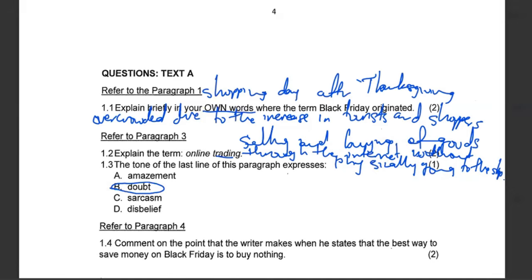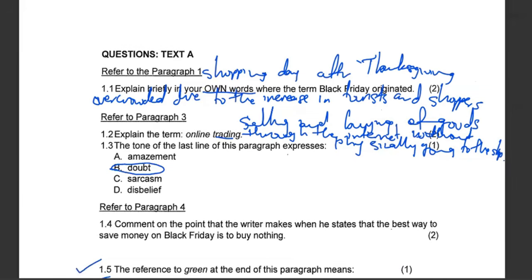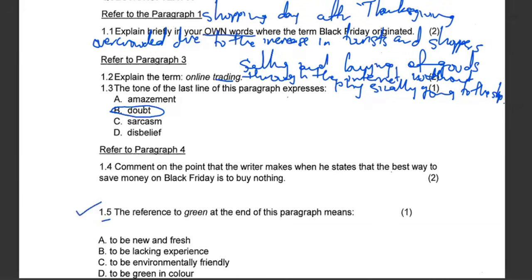Right, paragraph 4, it says, comment on the point that the writer makes when he states that the best way to save money on Black Friday is to buy nothing. I believe in paragraph 4, he says, these survey consumers have realized that the best way to save money during Black Friday is to buy nothing. So now our question says you have to comment, which means you have to give your own suggestions of why you will be saying the best way to save money on Black Friday is to buy nothing.